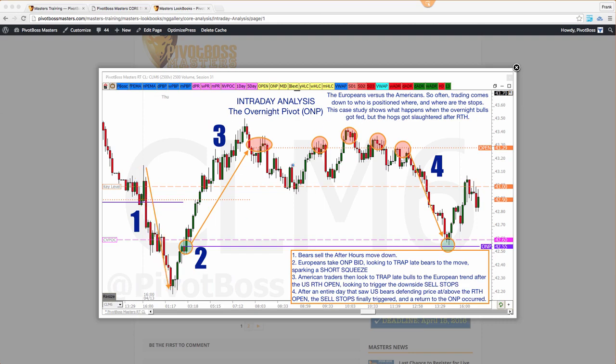when the European traders come on at 3 a.m., they say, well, you know what? These traders have been short the entire time. When 3 a.m. comes along, let's take the overnight pivot bid and let's run their stops. And that's kind of what happens here. That's exactly what happens, right? So bears sell the after hours move down, and then the Europeans, when they come online, look to take the overnight pivot bid, and they look to trap any late bears to the move to spark this short squeeze right here. That's what's happening.